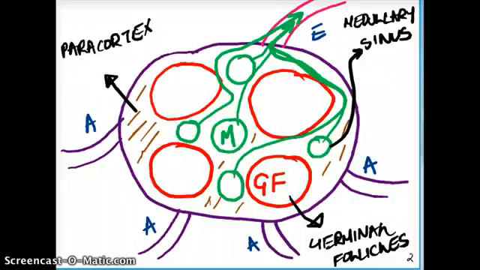It's DiGeorge. Do you remember the disease where the third and the fourth pharyngeal pouches fail to develop, and you have tetany, you have no T cells? If you don't have the ability to make any T cells, the paracortex is actually going to shrink, right? So that is our paracortex.